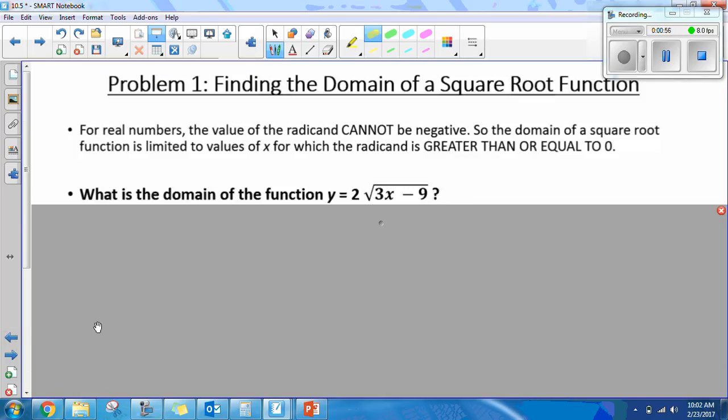Finding the domain of a square root function. For real numbers, the value of the radicand cannot be negative. So the domain of a square root function is limited to values of x for which the radicand is greater than or equal to 0.